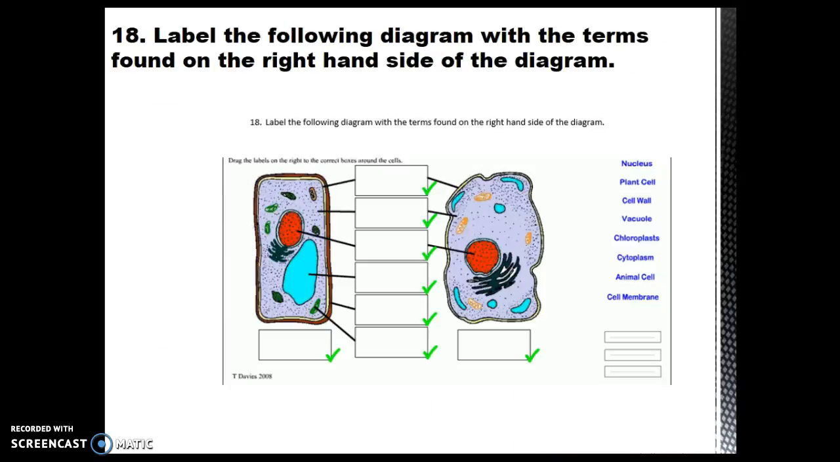And then the last question is label the following diagram with the terms found on the right side of the diagram. Here are your answers. Cell membrane is the top one, cytoplasm, then nucleus, vacuole, cell wall, chloroplast, and then the left side is the plant cell because it has a cell wall. And here is the animal cell. It does not have a cell wall.